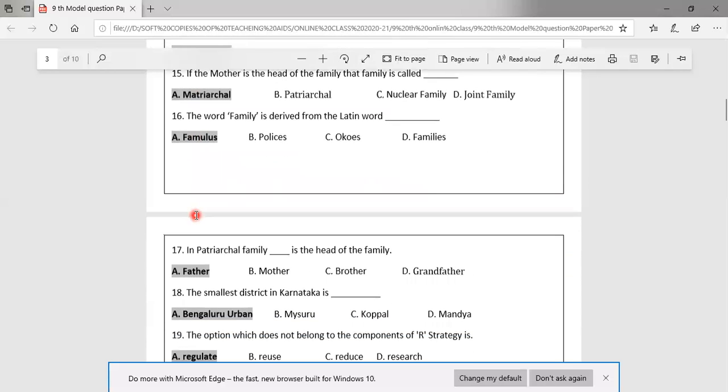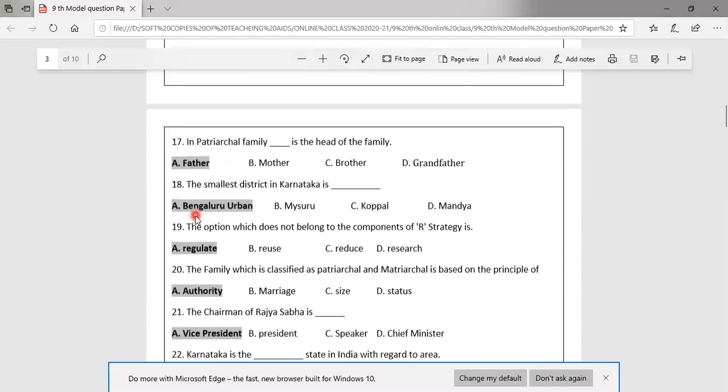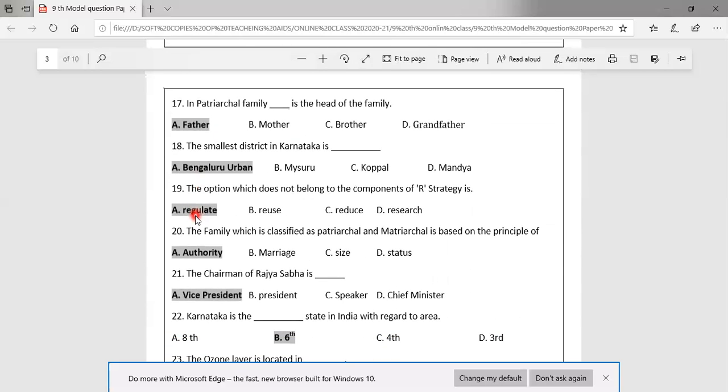16th question is, the word family is derived from the Latin word dash. Option A, familus. Option B, polis. Option C, focus. Option D, familias. Option A, familias.